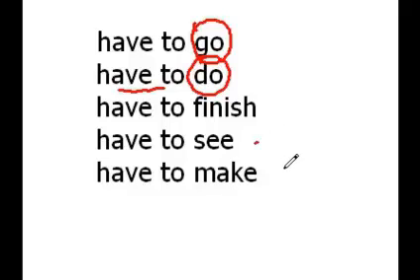We have "have to" go. That's a pretty strong sound. "Go, have to go." "Have to" do. It's pretty strong there too. "Have to do. Have to finish. I have to finish. Have to see. Have to make." Do you hear how strong those verbs are? They're a lot stronger than the "have to." The "have to" is very weak, very small. "Hafta, hafta." So what happens when we put them into a sentence?